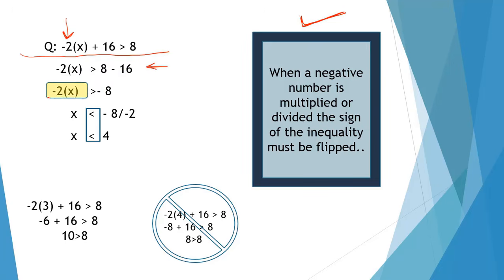Now at the second step, you have to divide negative 2 at the right hand side. And we have to consider this rule. Multiplying or dividing a negative number requires that you reverse the inequality sign. So this is the point you have to be careful about when solving inequalities. X is less than 4. If we insert a value less than 4, the inequality holds true.